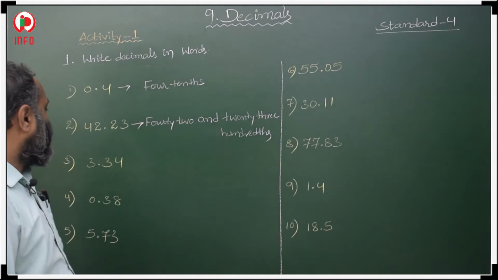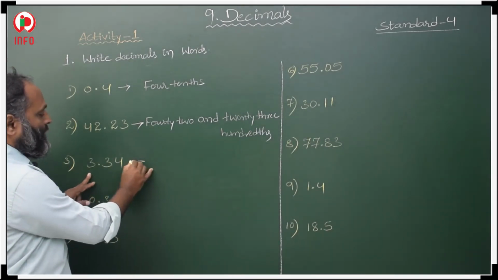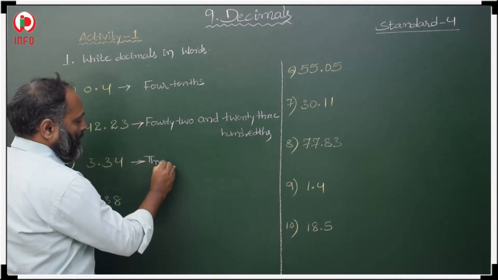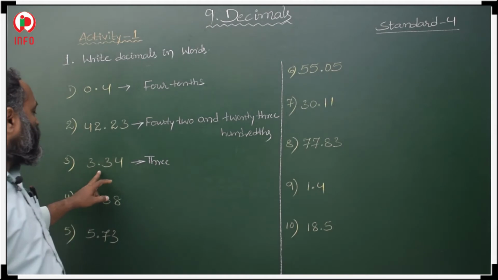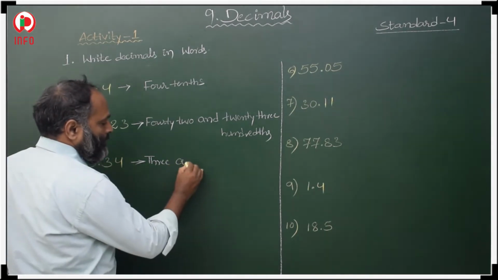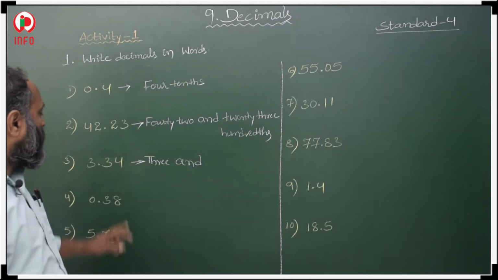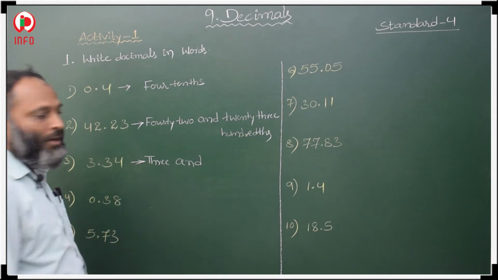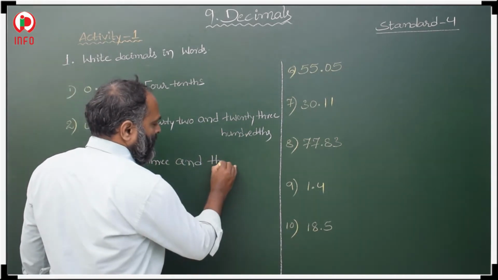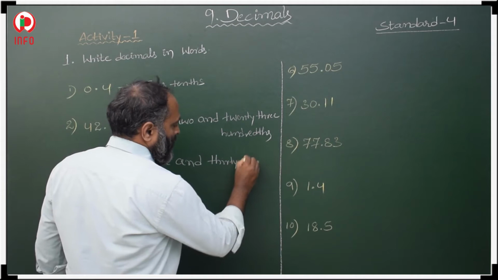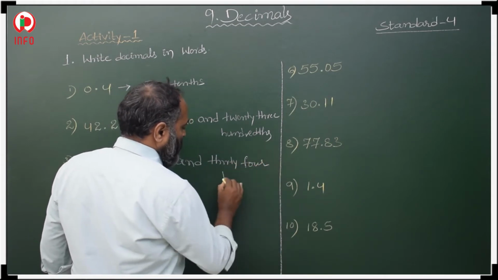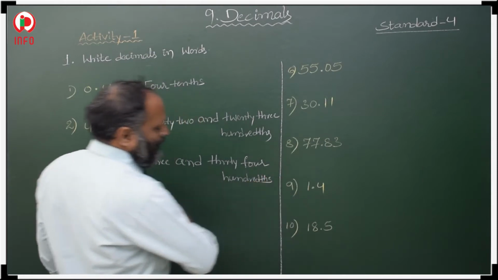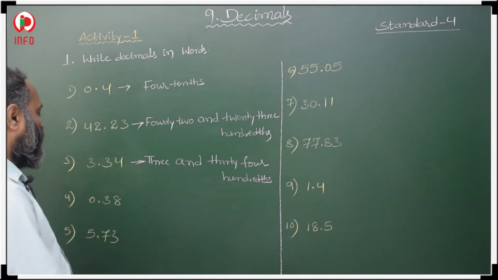Okay. Now here before the decimal, 3 is there. So only 3 is there. First we have to write 3, and the decimal is there, so 3 and 34 hundredths. 34 hundredths.